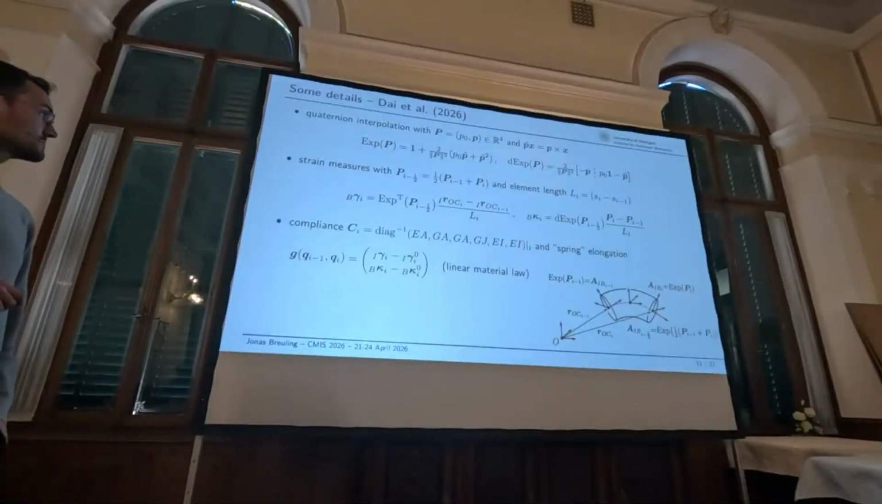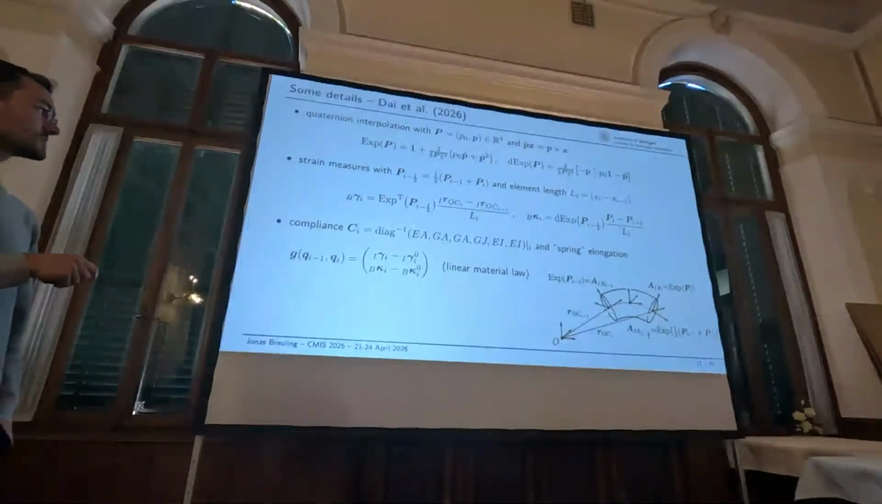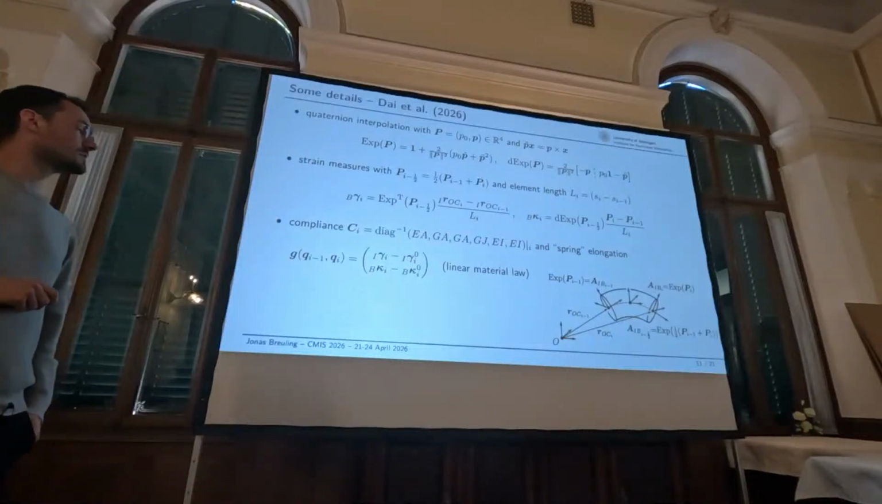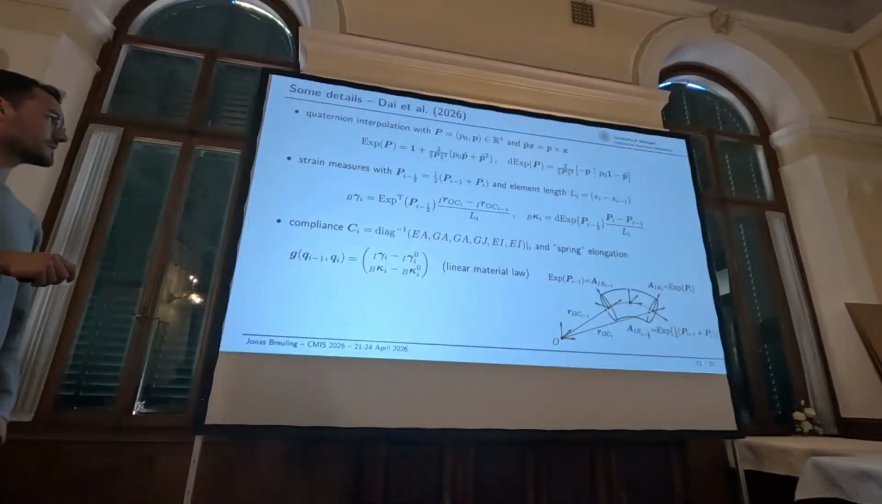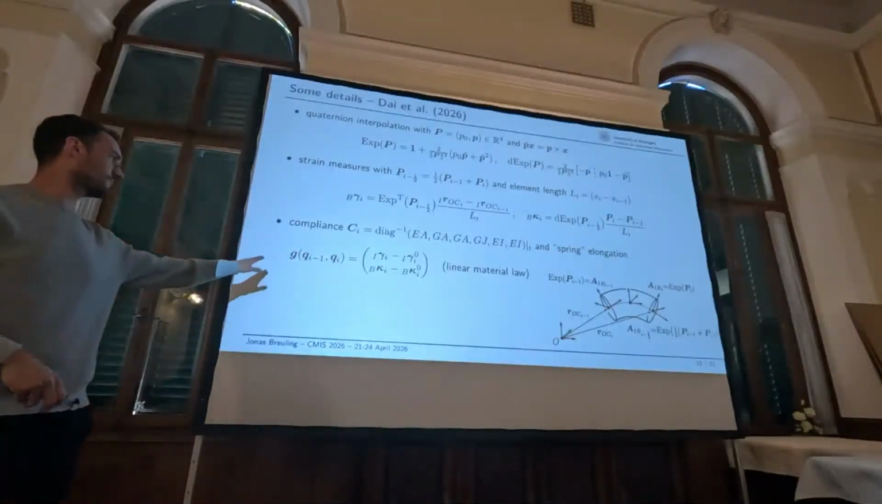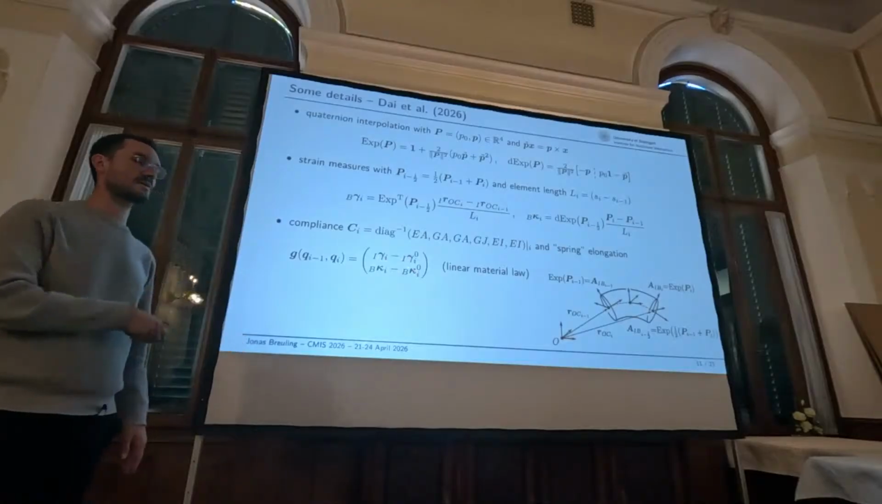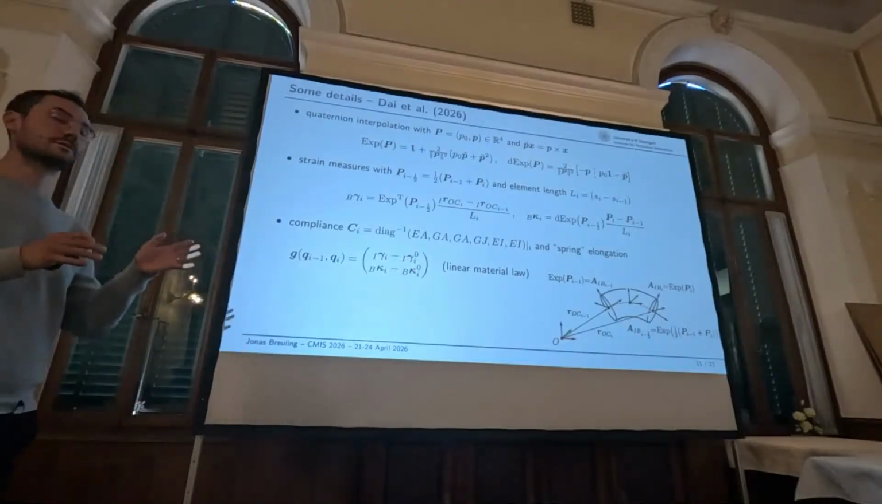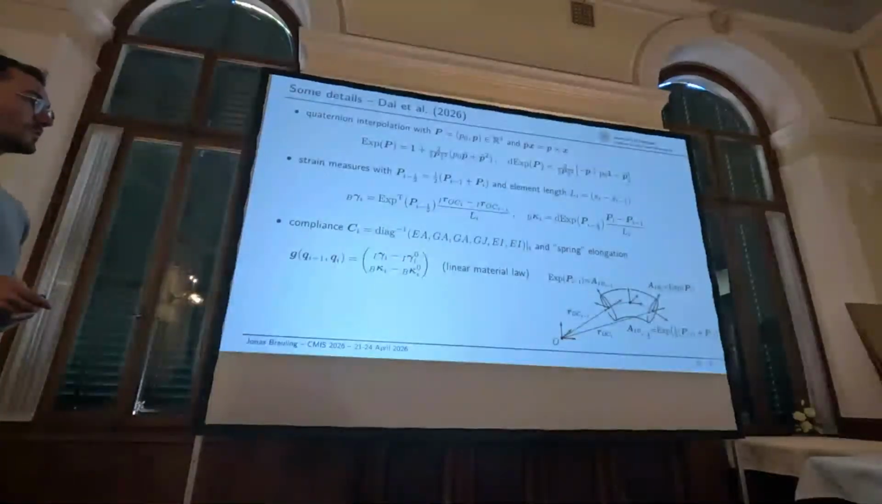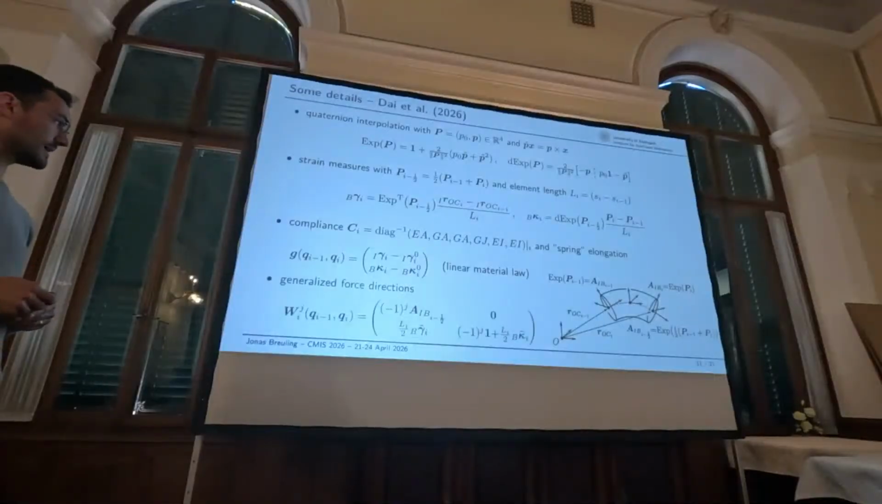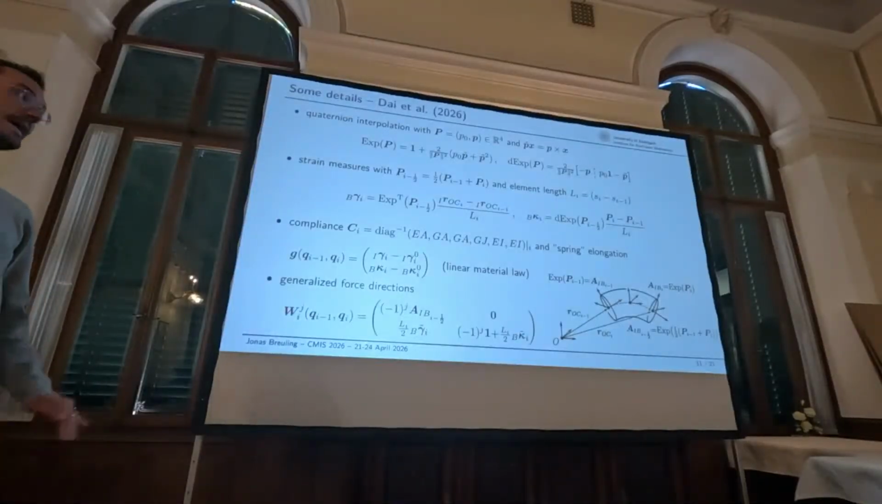And the last missing piece, or not the last, for a linear force law, you can now obtain the very easy diagonal C matrix for the compliance. And if the force law is linear, you get just the difference of the strain measures with respect to the reference strain measures. So it's really a simple linear force law for a Cosserat rod. And the last missing piece is this W, this generalized force direction matrix. And again, it's quite simple.